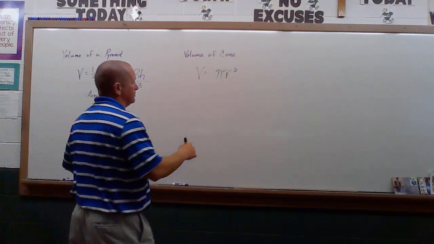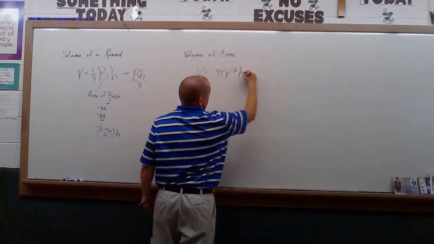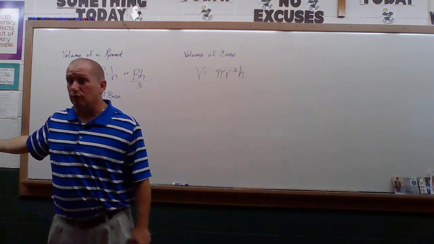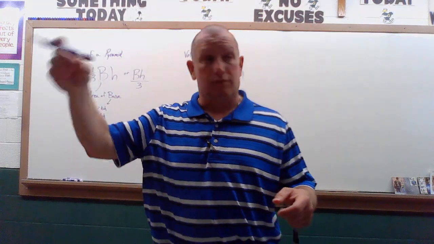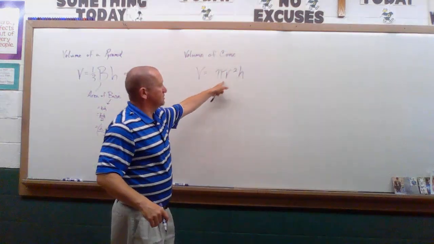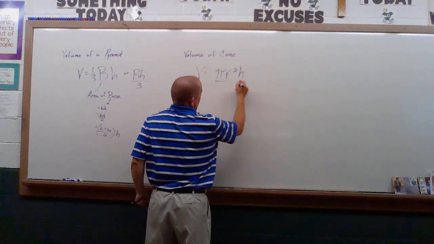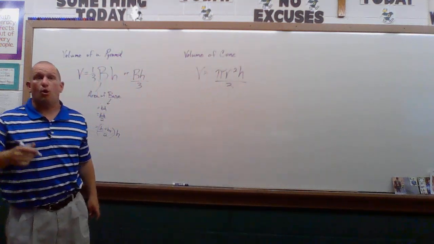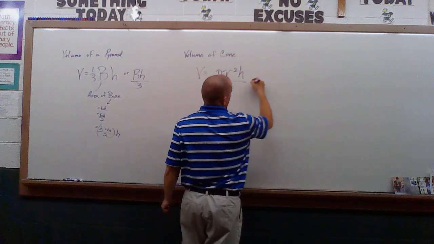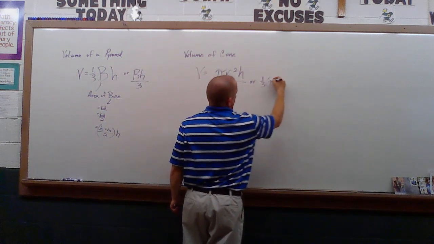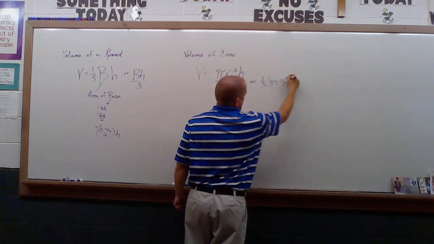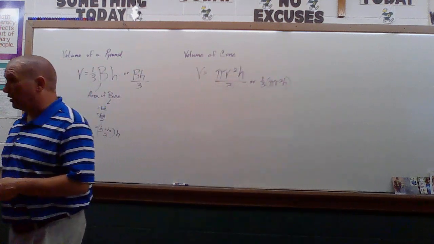And what else did we have? A height. Okay? But now, what did we just prove in our experiment? How many cones? 3. So what do we need to do to this? Divide by 3. Awesome. Or times by 1/3. So you can write it either way. It's just however your mind likes it. So I can multiply by 1/3 or divide by 3.